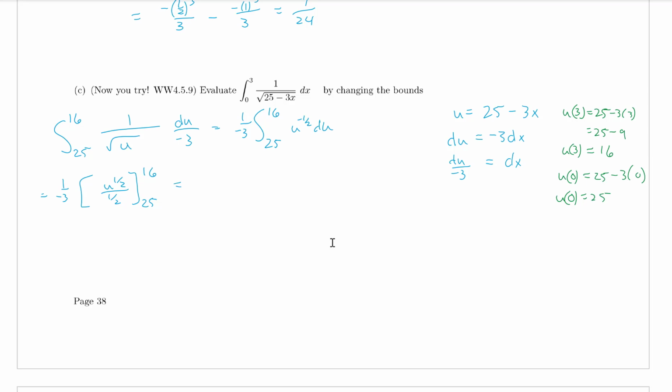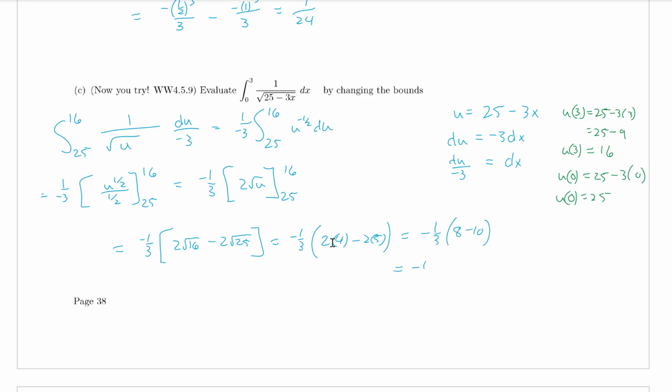Let's keep simplifying here. So we have negative 1/3 times 2 square root u evaluated from 25 to 16. When I go ahead and evaluate at those boundaries, I get negative 1/3 times 2 square root of 16 minus 2 square root of 25, which ends up giving me negative 1/3 times 2 times 4 minus 2 times 5, which is negative 1/3 times 8 minus 10, which is negative 1/3 times negative 2, which gives me a positive 2/3 right there. And that's my final answer for this definite integral.